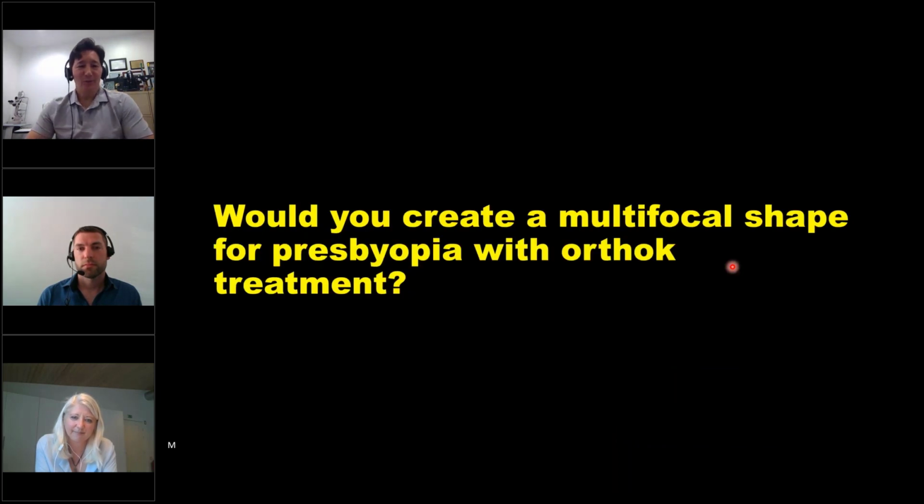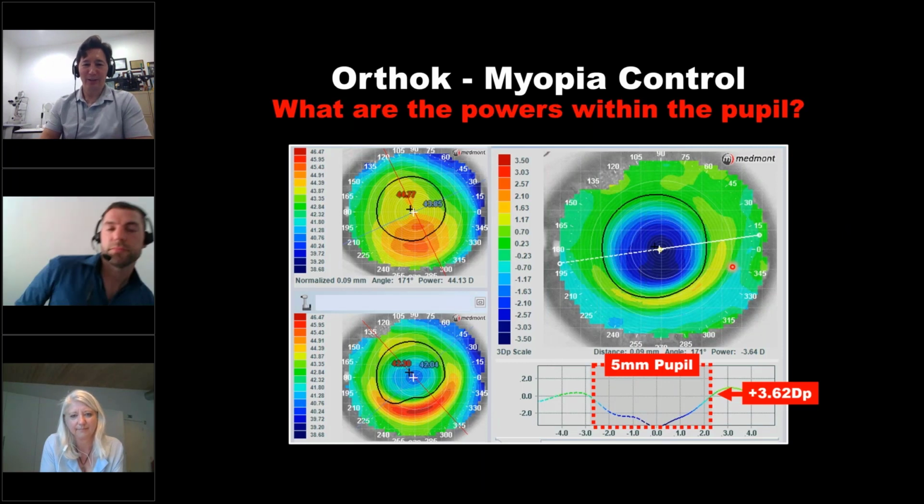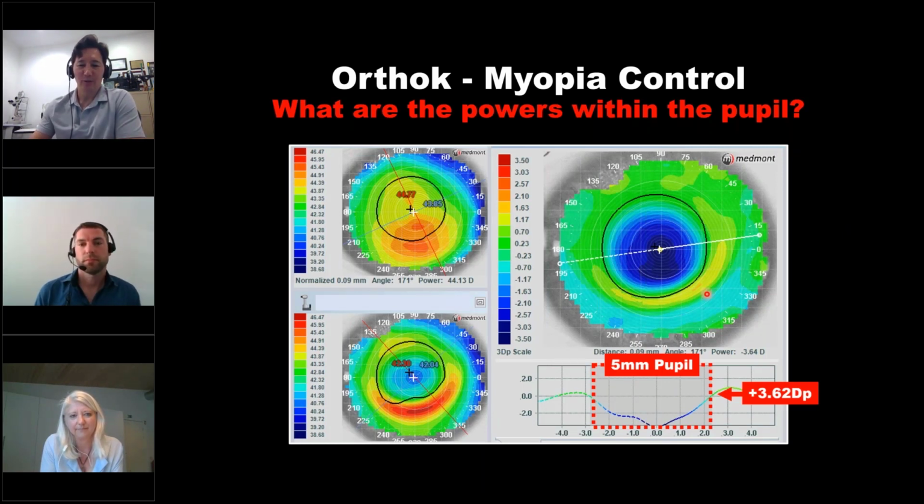Another question, related to Ortho-K, and I thought this was kind of a cool topic for discussion. Would you create a multifocal shape for presbyopia with Ortho-K treatment? Wow, is this possible? Mette, here we have our myopia controlling topography, where we go from most minus to least minus or most plus in the periphery. One might presume that this is like a multifocal contact lens. Can this work?